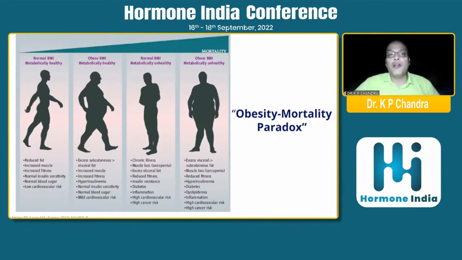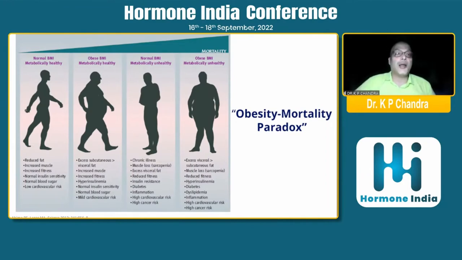In people with normal BMI who are metabolically unhealthy, there will be less muscle mass. Their BMI might be normal, but they have a higher percentage of body fat. That body fat is a metabolic load on them, and excessive visceral fat is usually associated with reduced fitness, insulin resistance, diabetes, inflammation, higher cardiovascular risk and higher cancer risk. So they are metabolically unhealthy. The meaning thereby is that BMI or obesity, and its mortality, is more associated with the metabolic state of a person.